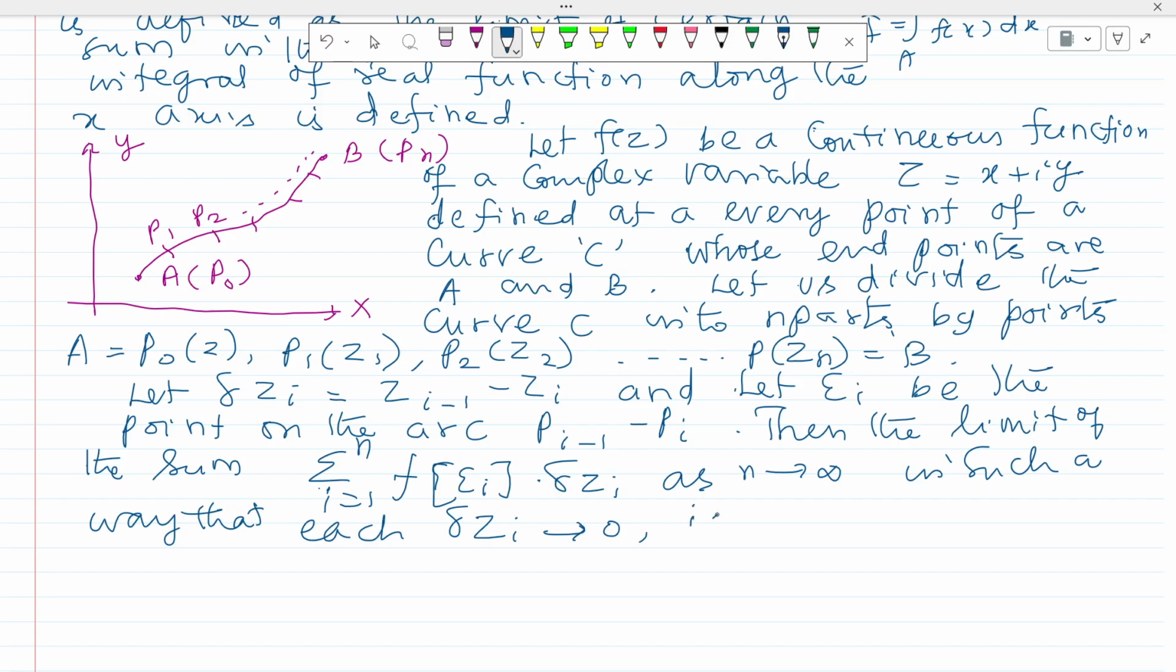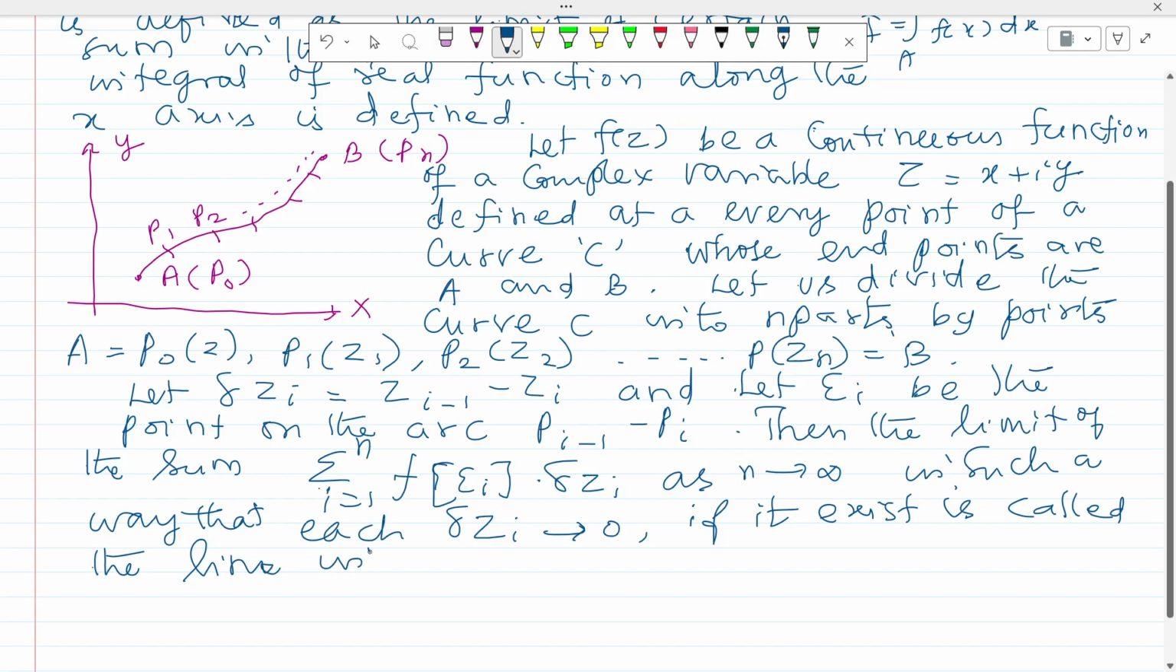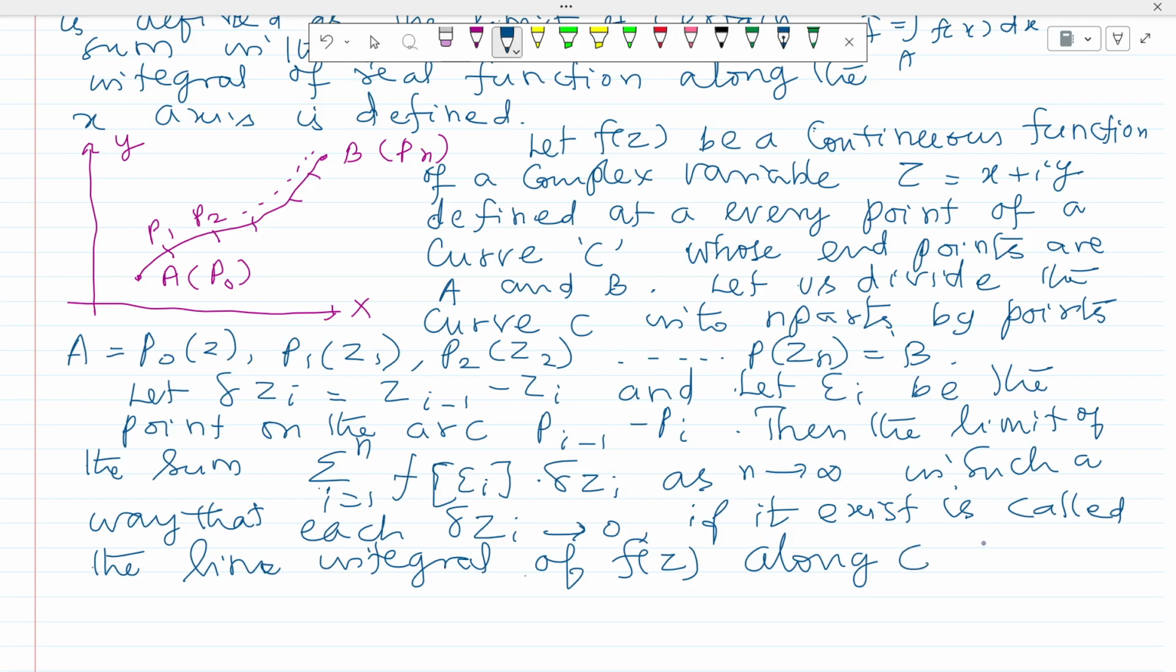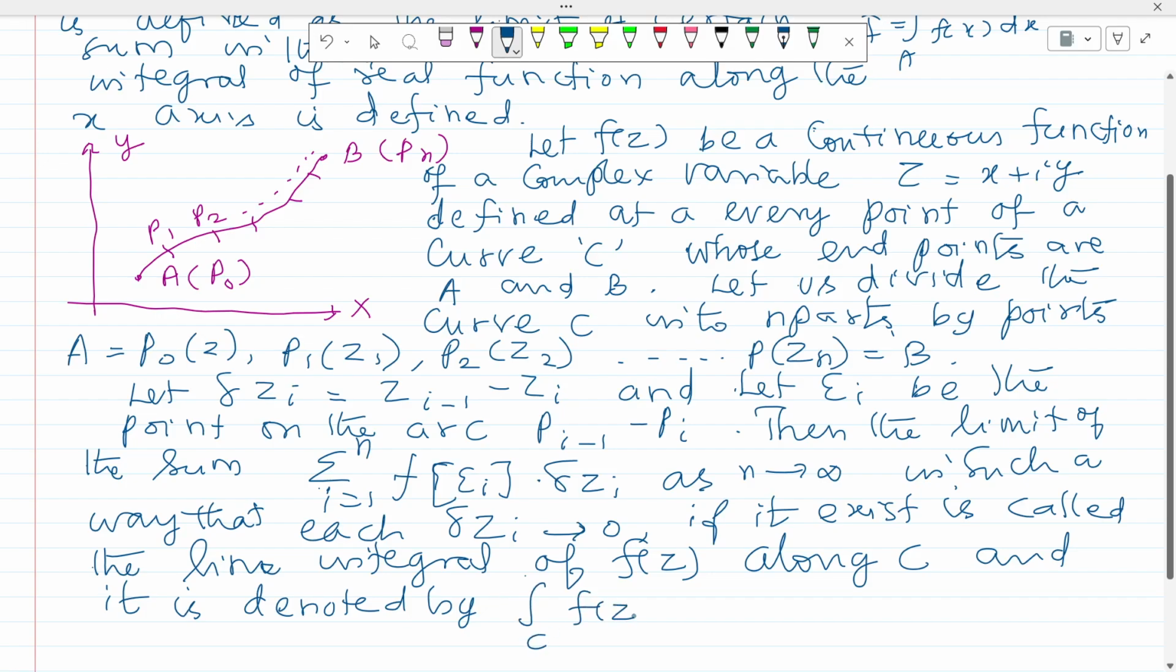if it exists, is called the line integral of f of z along the curve C, and it is denoted by integral over C f of z dz.